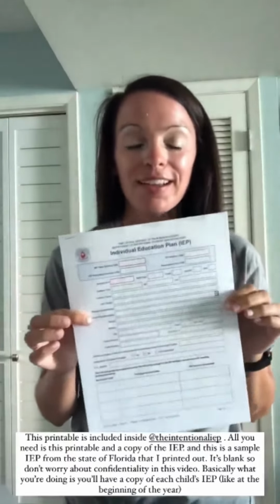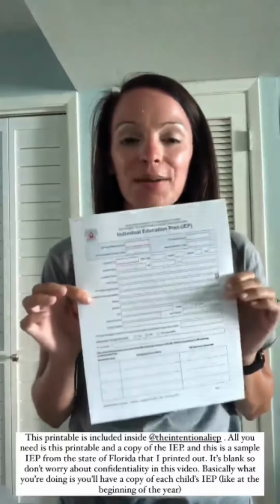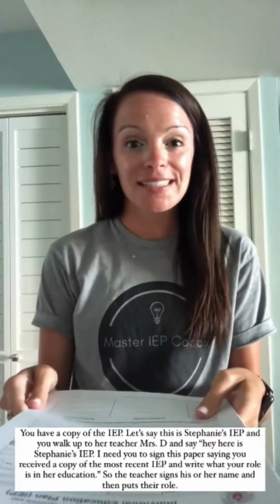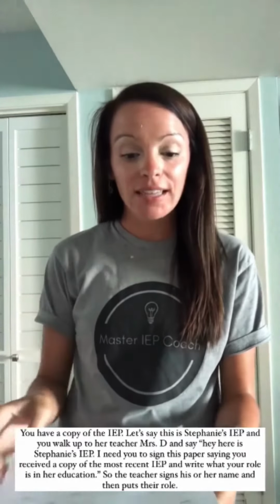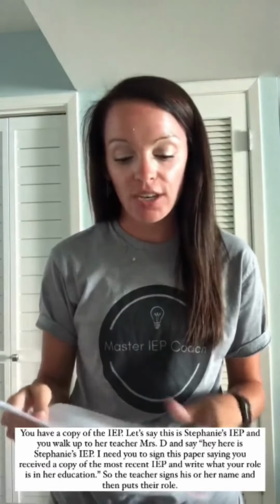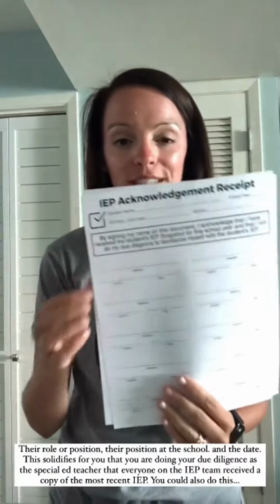Now this is a sample IEP from the state of Florida. There's no information in it, so don't worry about confidentiality in this video. But you have your IEP, and I would just simply walk up to Stephanie or Mrs. D and say, hey, here is Stephanie's IEP. I need you to sign this paper and just say that you got it and what your role is in the child's education. So basically it says the signature, their role, or it says position, so their position at the school, general ed teacher, and then the date.